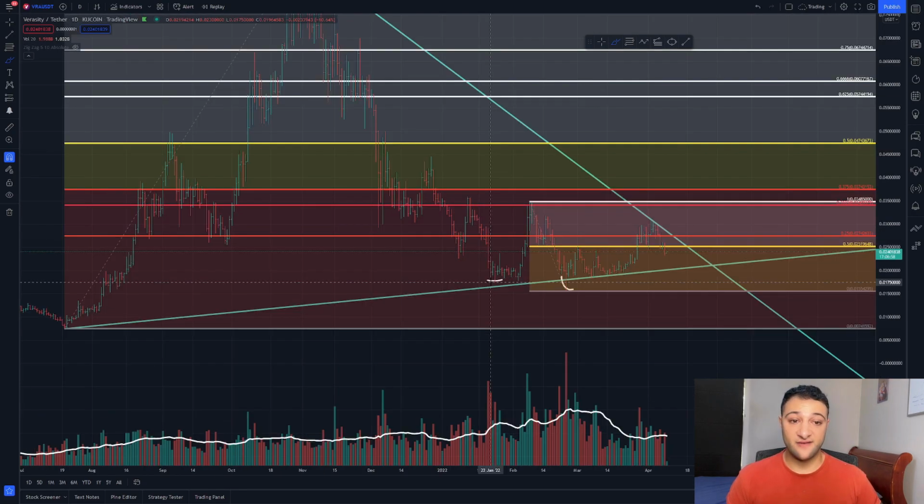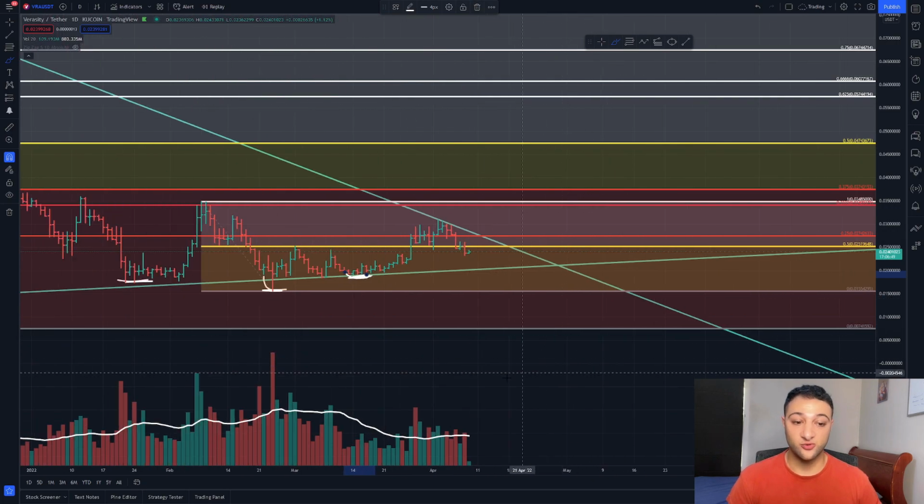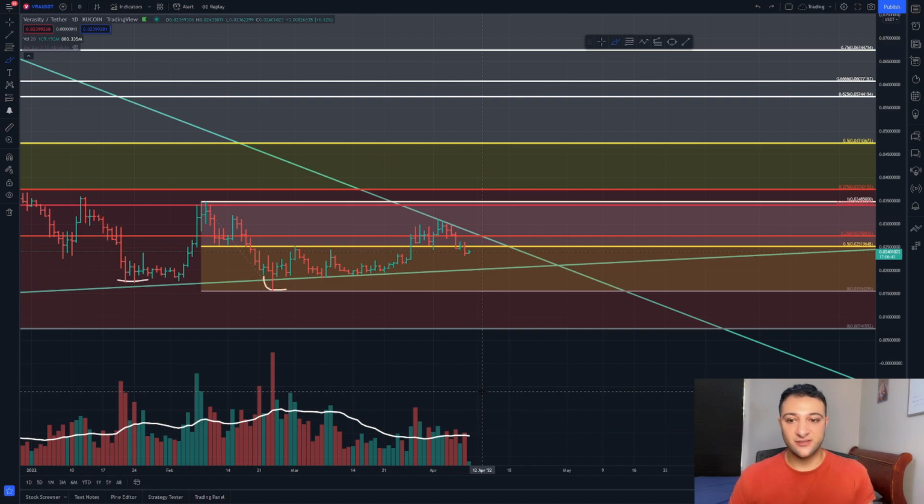So having a look again at Verasity, January 22nd, 24th, we got the low. February 24th, we got the lower low, but thankfully in March, we got a higher low, indicating that this crypto was moving and we had some volume coming in just very recently. It's not the worst crypto I've seen, but it's not the best one either.